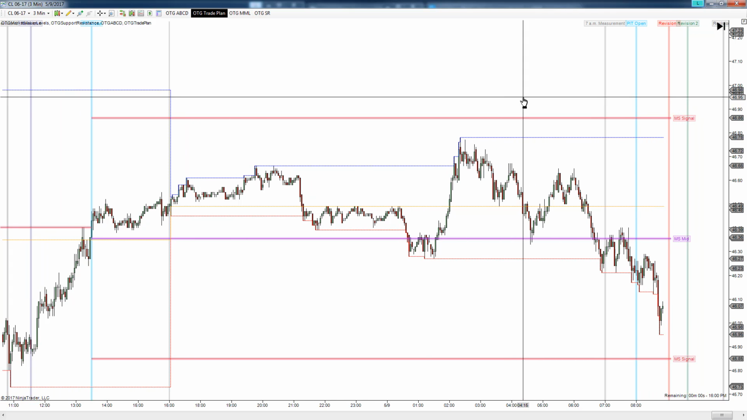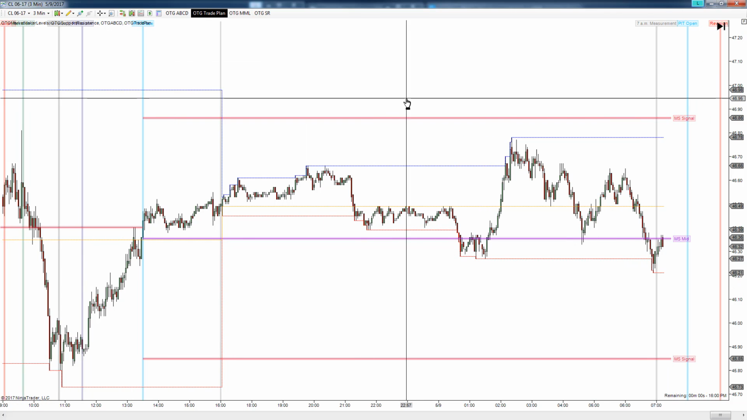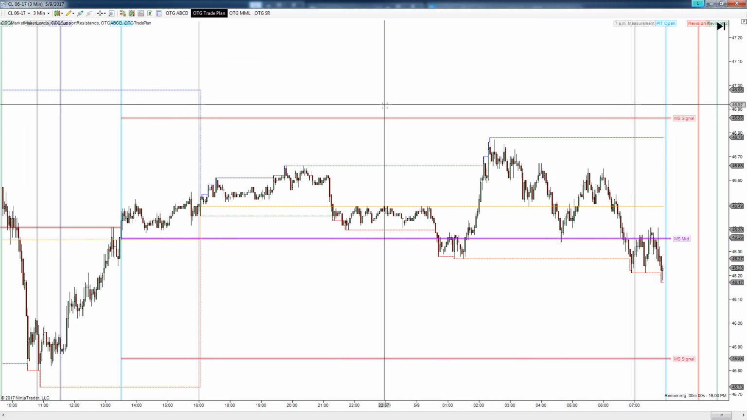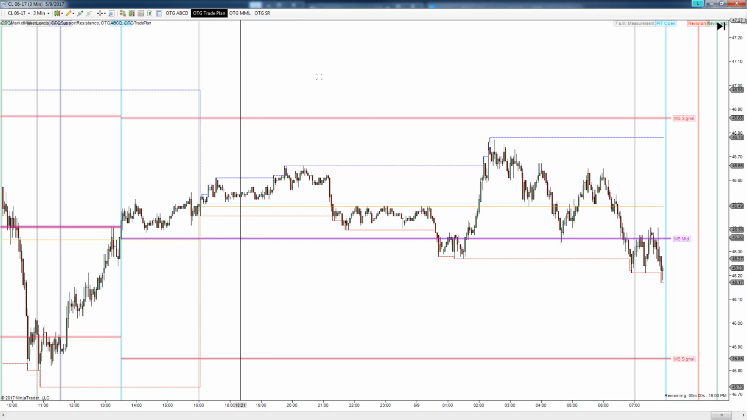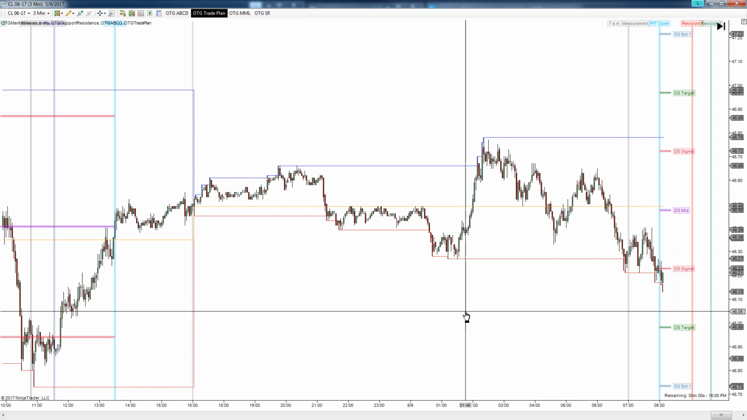I need to turn these on first. So that blue line represents the pit open. Those are your levels that get formed up based on price and time cycles on the overnight session. And so we'll turn these off for a minute, and then you see how they form.